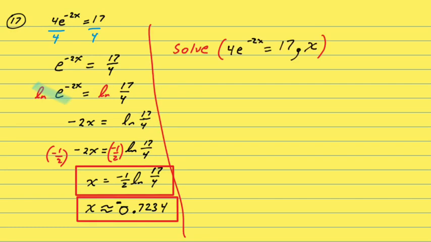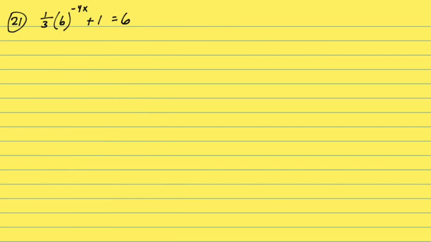Some calculators, like the TI-89, you could just enter it as a solve like this, and it would give you the solution. That's called a symbolic calculator, symbolic manipulator. For 21 here, I want to isolate the variable. So I'm going to subtract 1 and then multiply by 3. First I'm subtracting 1, which makes it 5. To get rid of the 1/3, I'm going to multiply by 3.